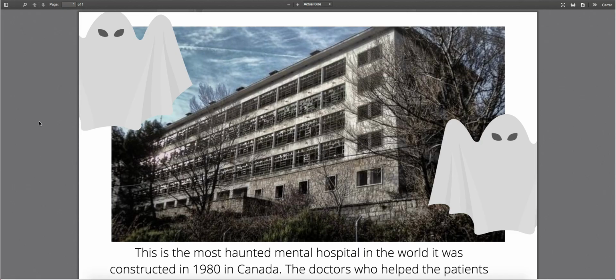After his suicide, now all the people who pass by here say that they hear cries and screams. And also, they say that if you enter here, you will die.